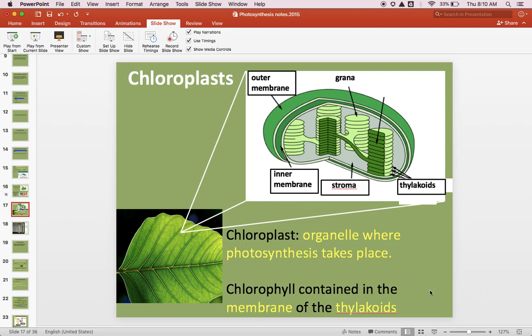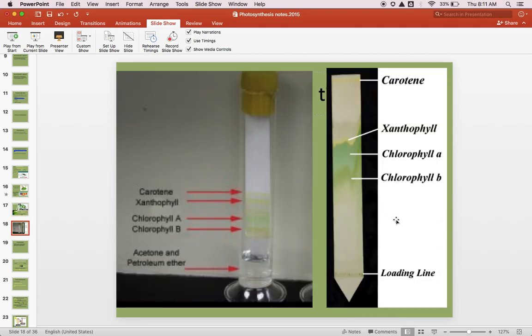Chlorophyll, the pigment that's involved in photosynthesis that absorbs light energy, is found in the membrane of thylakoids. So in each little thylakoid right here, it has a membrane just like the cell would, and in that membrane, chlorophyll is contained. So the reason that the thylakoids carry out the light-dependent reactions is because the thylakoids actually have the chlorophyll.